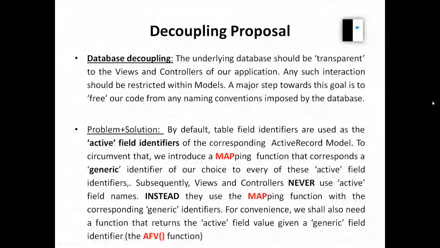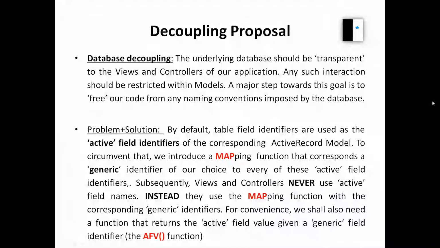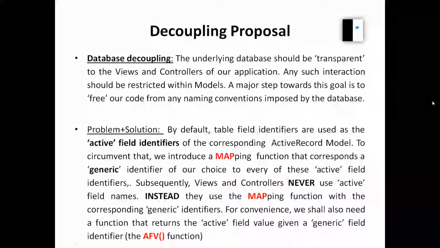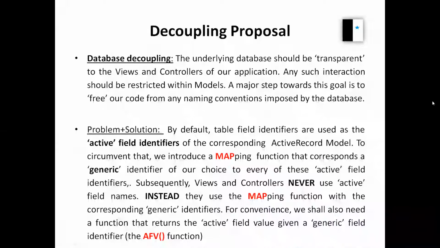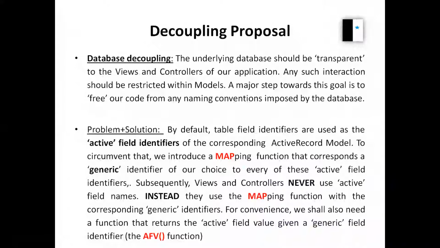So what is the problem in Yii2 and what is the proposed solution? In Yii2, we know that by default, table field identifiers are used as the active field identifiers of the corresponding active record model. To circumvent that, we introduce a mapping function that corresponds a generic identifier of our choice to every one of these active field identifiers. Subsequently, views and controllers never use active field names. Instead, they use the mapping function with the corresponding generic identifiers. For convenience, we may also introduce a function that returns the active field value given a generic field identifier, and we call that latter function the AFV function.